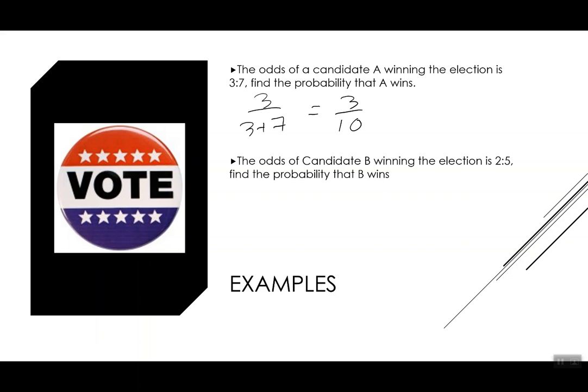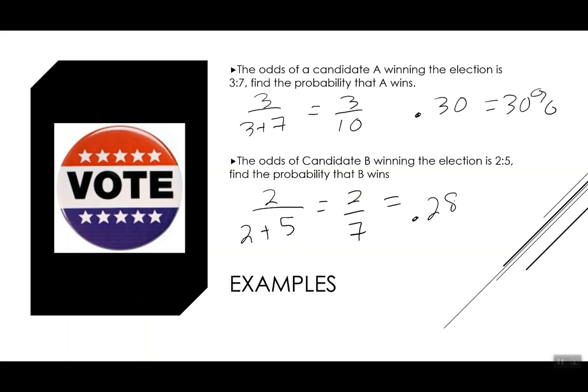Candidate B, it says the odds are 2 to 5, so we put 2 on top and 2 plus 5 on the bottom, so this is 2 over 7. With both of them, we could leave it as a fraction, or if you like a decimal better, that's 0.30, which is 30%. The 2 over 7 isn't going to come out as nice, so let's just estimate it to 4 decimal places. So that's 0.2857 or 28.57%. Really pay attention to what's asked of you. Are you asked to give a decimal? Are you asked to give an integer? Are you asked for a percent?